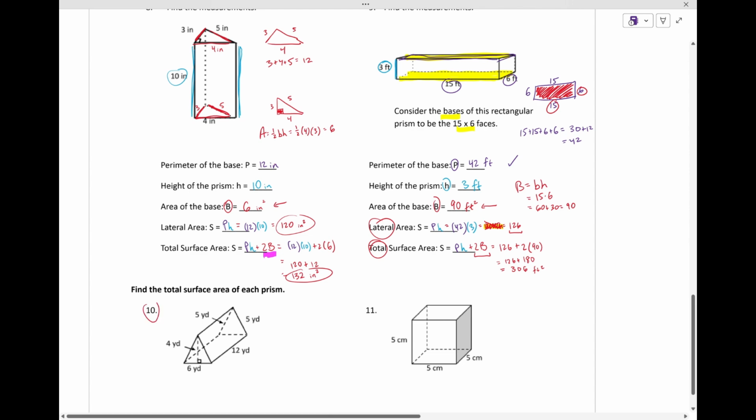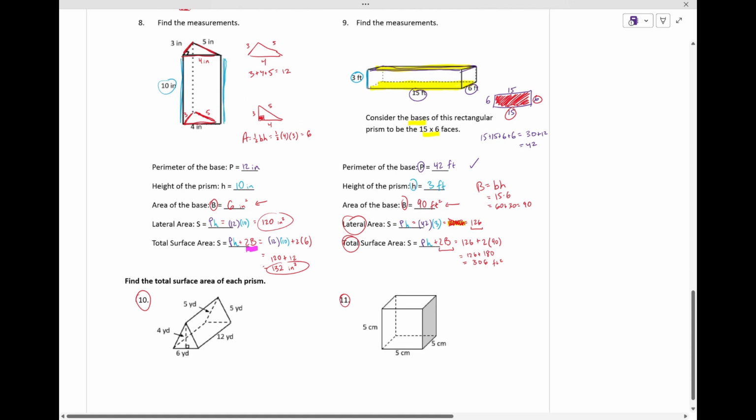Okay, I want you to do number 10 and number 11, and you can check your answer in class. Okay.